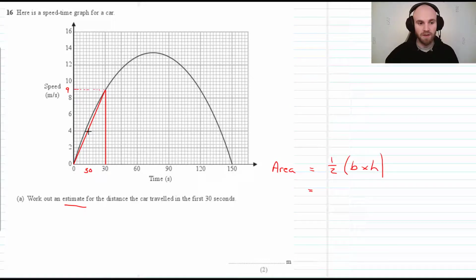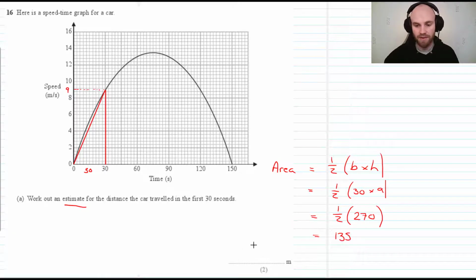So remember, for the distance, we're looking for this area under the graph here inside this triangle. So it's going to be a half multiplied by the base times the height. Well, the base is going to be 30. The height is going to be 9. So it's going to be 30 multiplied by 9, which is going to be 270. And then a half multiplied by 270 is going to give us 135.